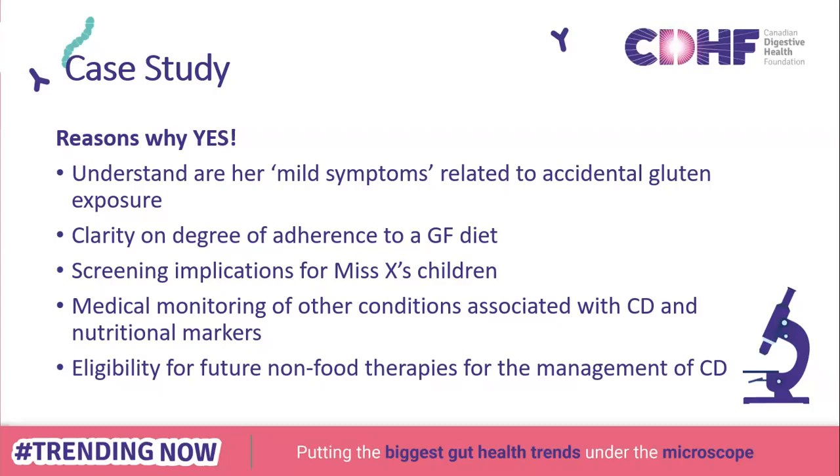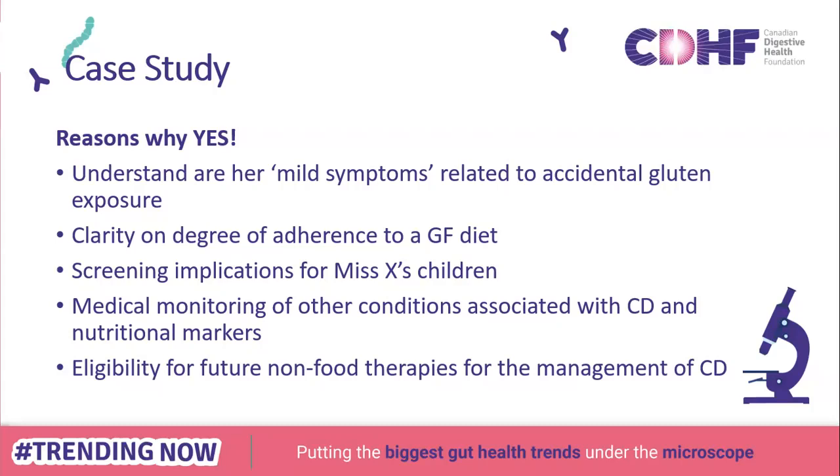The next point on this list would be medical monitoring of other conditions. People who have one autoimmune condition are at increased risk of getting others. And because Miss X is not being monitored as if she has a positive diagnosis of celiac disease, I would suspect things like monitoring her for thyroid disease, bone disease, etc., are not taking place, nor would routine monitoring that is recommended for someone with celiac disease of things like B12, iron, and vitamin D.